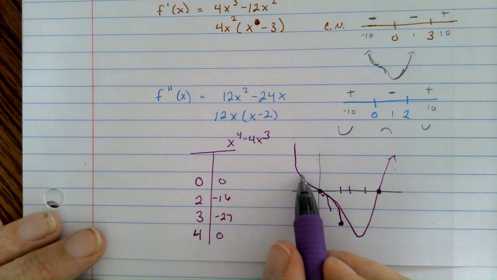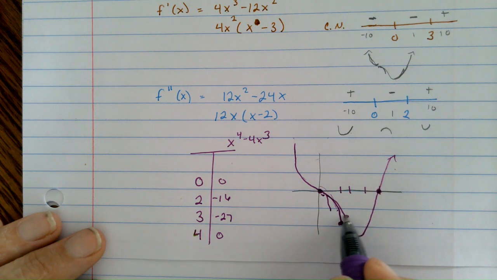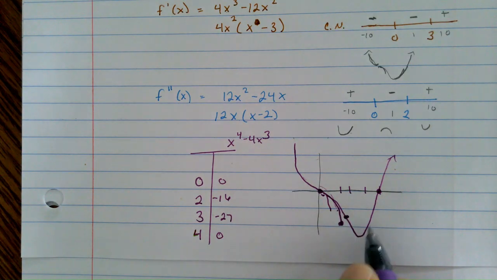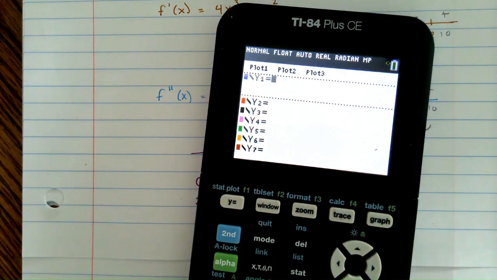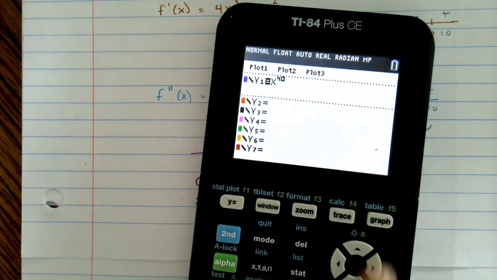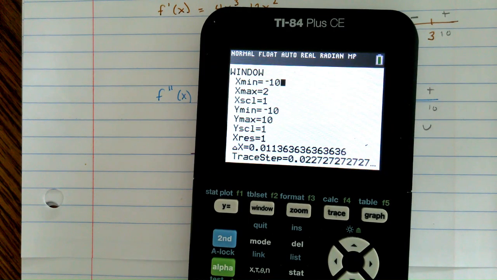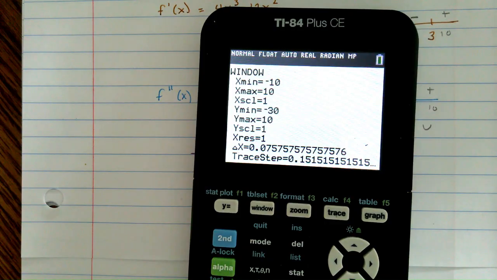But if you look here, we've got the concave up, concave down, and then at 2, that (2, -16) is where we inflected from concave down to concave up. So we have all of our points of concavity. And let's go ahead, x to the 4th minus 4x to the 3rd. Now I'm going to make sure my window is from -10 to 10, but I know my minimum is -27, so I'm going to go down to -30.